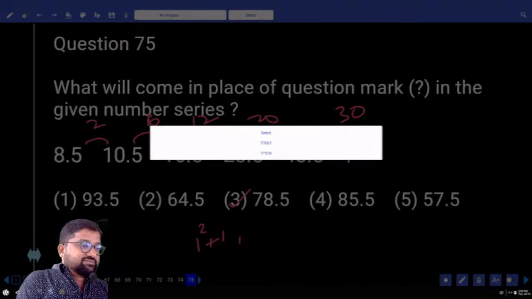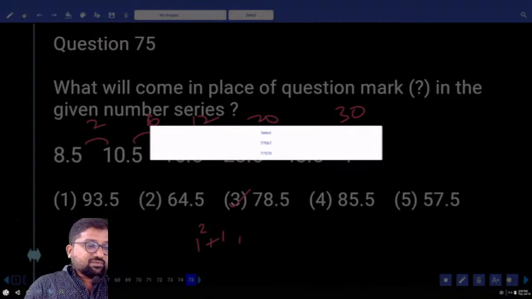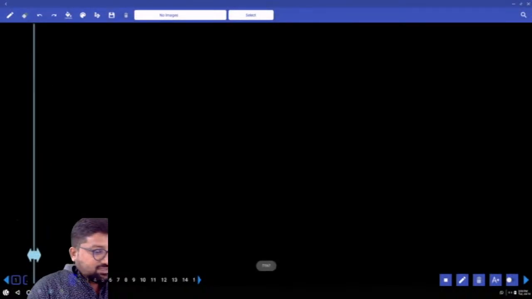We'll do number series from the other paper also. Another 5 questions in number series. And where do you find number series in that? 61.